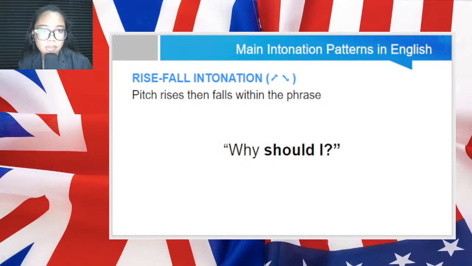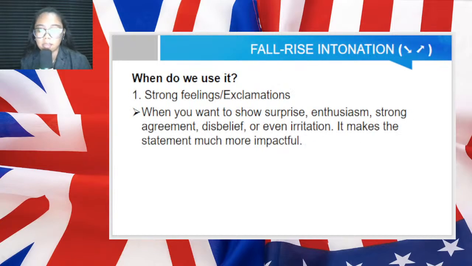So when do we use this rise fall pattern? We use it, first, for strong feelings.